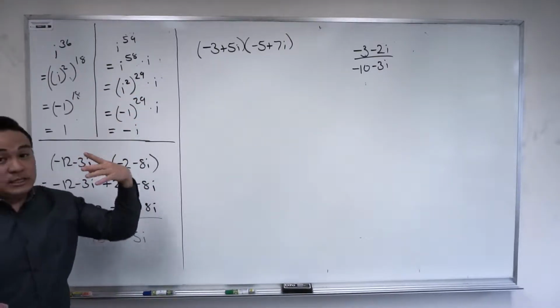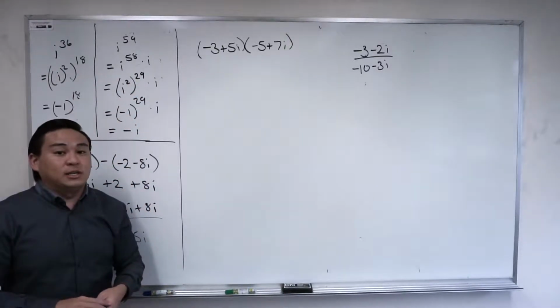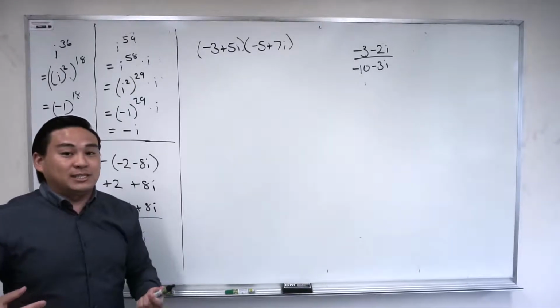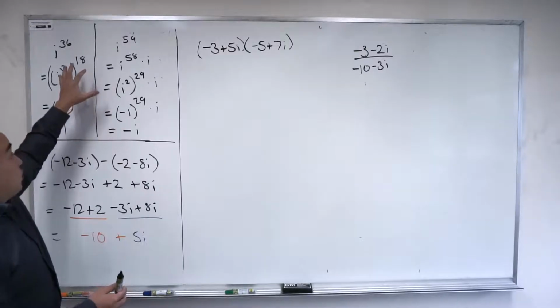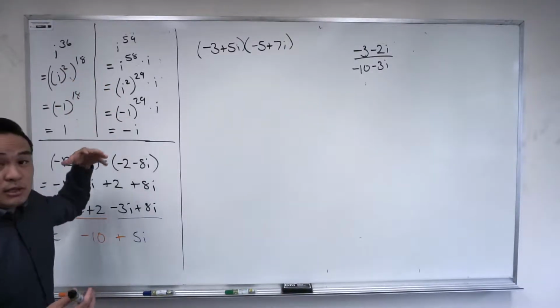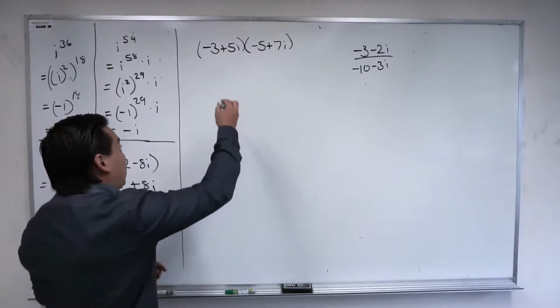Multiplication, exact same thing, do the distribution. The only part that changes is when you have i to a power. But we already know how to deal with i's to powers, so let's go ahead and see what happens.